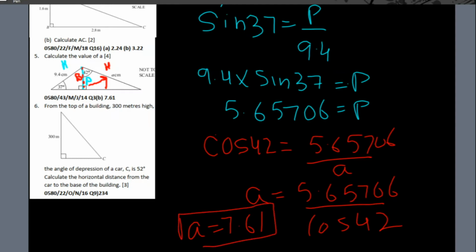Okay. Next up is question 6, which is: from the top of a building 300 meters high, the angle of depression of a car C is 52 degrees. So ignore the term angle of depression and just know that this angle given is 52. Calculate the horizontal distance from the car to the base of the building. So we need this length, and this length is between the two angles, so this is called the base, and this is called the perpendicular because it's opposite to the angle.